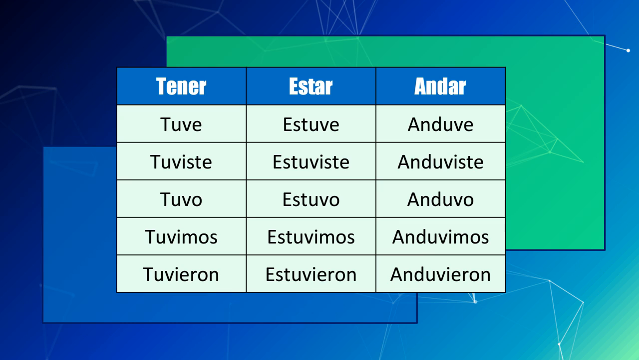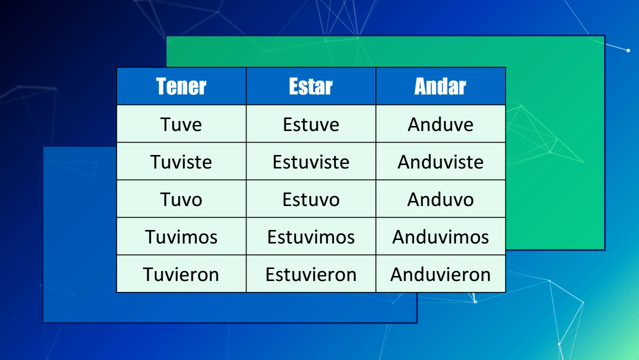So we are going to learn these 3 verbs together because they all take a similar ending in the preterite tense. And so it just helps memorize them a little bit faster. So tener, estar, and andar, you're going to drop the endings and then add these endings here. So for tener, it's tuve, tuviste, tuvo, tuvimos, tuvieron. So yo tuve un buen día. I had a good day.